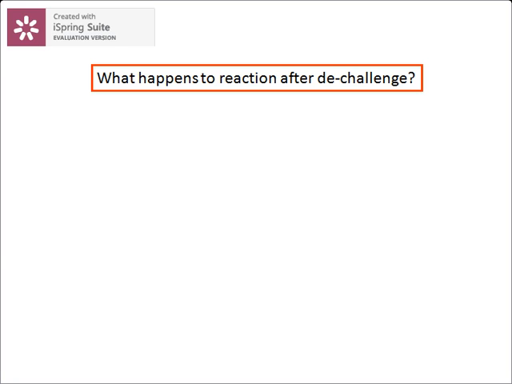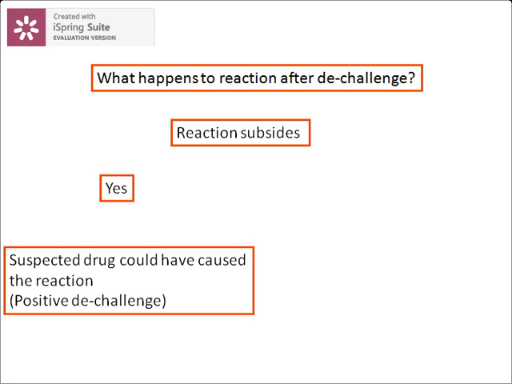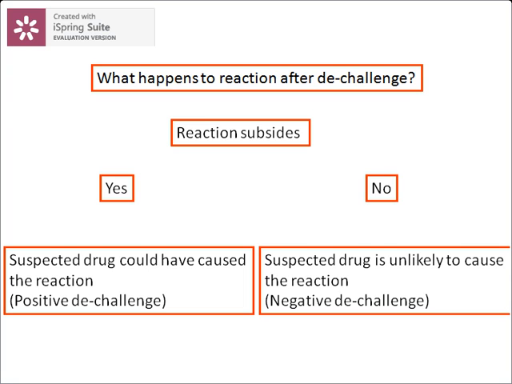Now what happens to the reaction after the de-challenge is an important factor in deciding the association between the suspected drugs and adverse drug reactions. So we look for whether the reaction subsides after the withdrawal of the drug or does not subside. If the reaction subsides after the withdrawal of the drug, that means the suspected drug could have caused the reaction. It indicates a positive de-challenge. If the reaction does not subside, the suspected drug is unlikely to cause the reaction. It is considered a negative de-challenge.